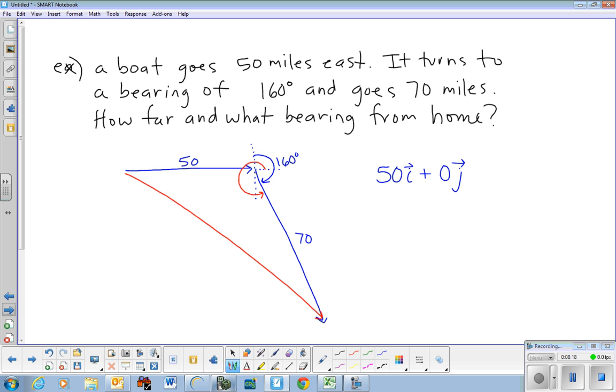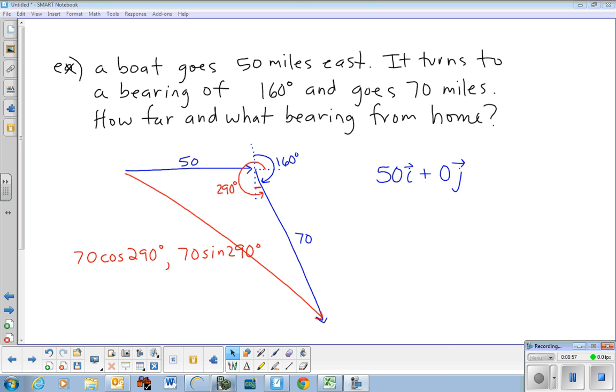That would be, remember this little piece down here is 20. So I would have 90, 180, 270, 290. 290 degrees is the same as a bearing of 160 degrees. Okay, so that being said, the X and the Y parts of this 70 are 70 cosine of 290 and 70 sine of 290.